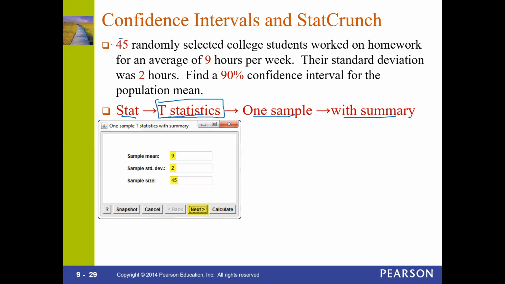As you can see, look at the problem here. Sigma is not given. If sigma is not given, it's best to use the T statistics. That's one thing I need to point out. If sigma is not given, you have to use this.